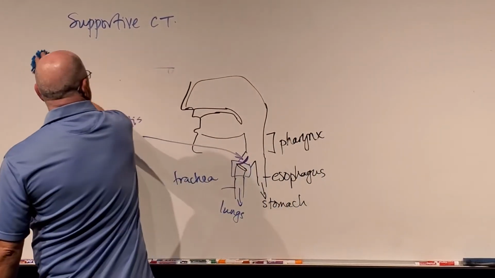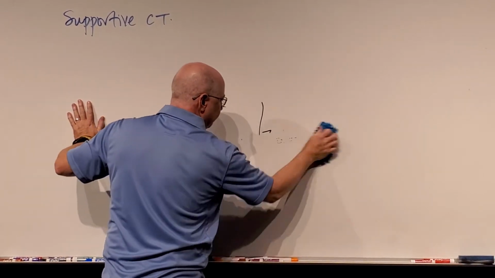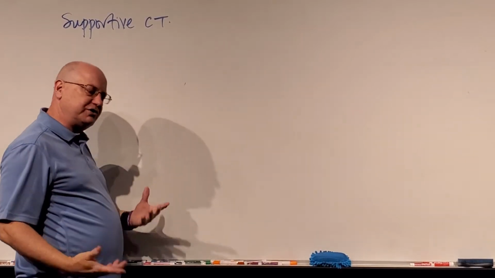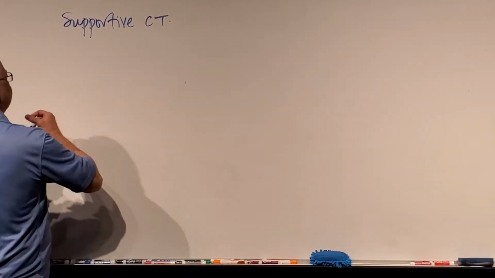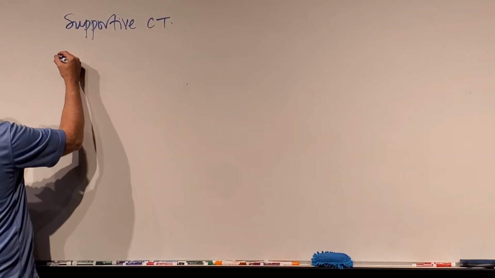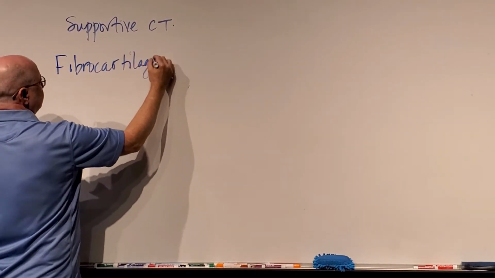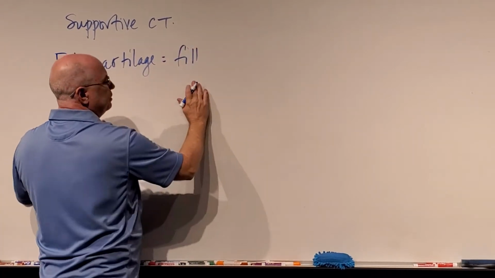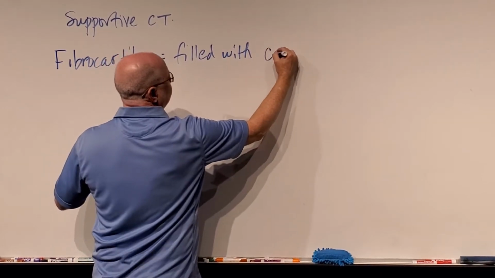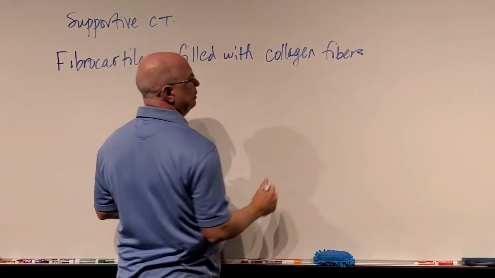Finally, the last type of cartilage we can talk about is called fibrocartilage. Fibrocartilage is the toughest of the 3 cartilages. And it's filled with lots of collagen fibers, which makes it very, very strong. Okay? So, fibrocartilage, the ground substance or the matrix is filled with collagen fibers. Makes it very, very strong and tough.